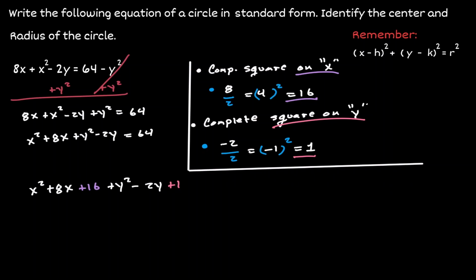Now let's bring down the value of 64 on the right-hand side. And because we added 16 on the left, we should do that to the right as well. And because we added the value of 1 on the left-hand side, we should do that on the right as well.